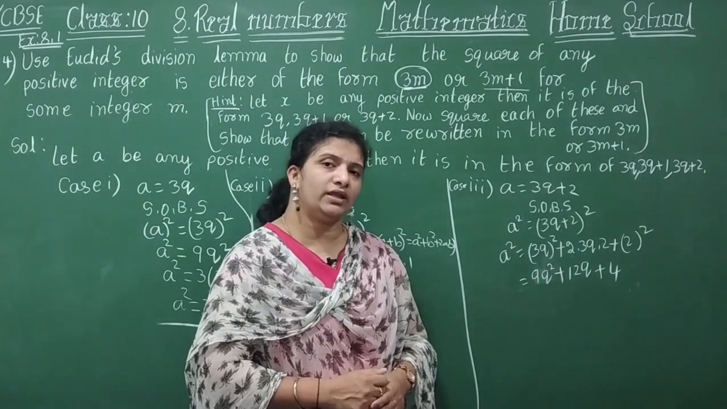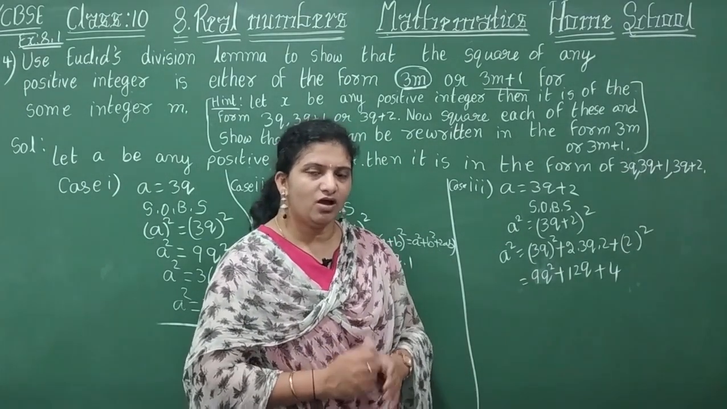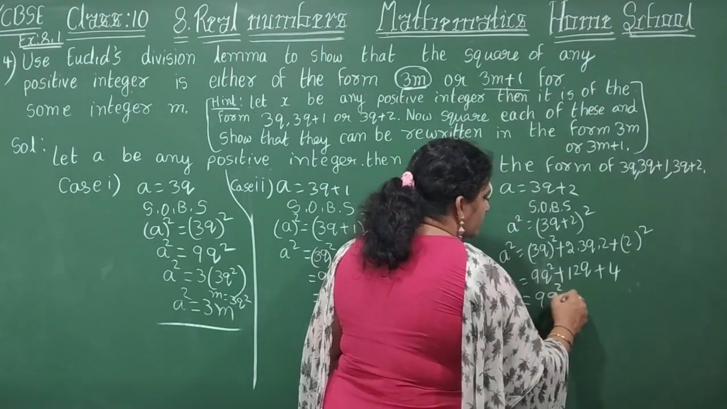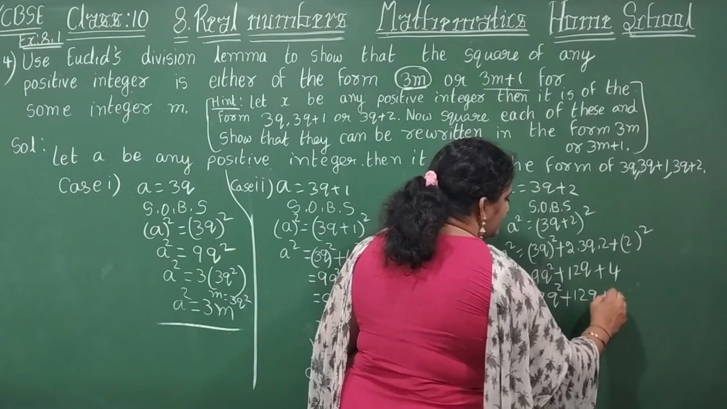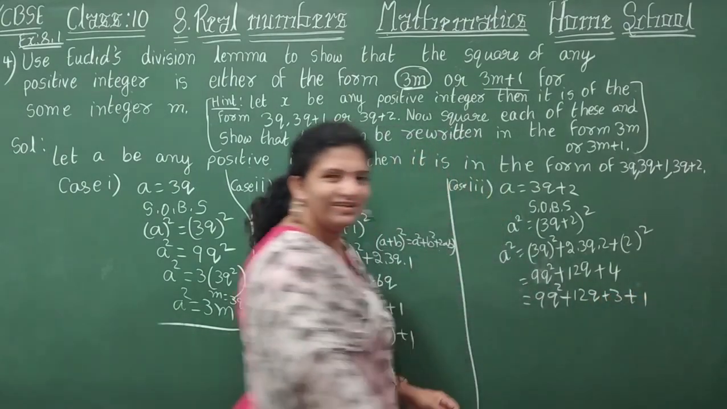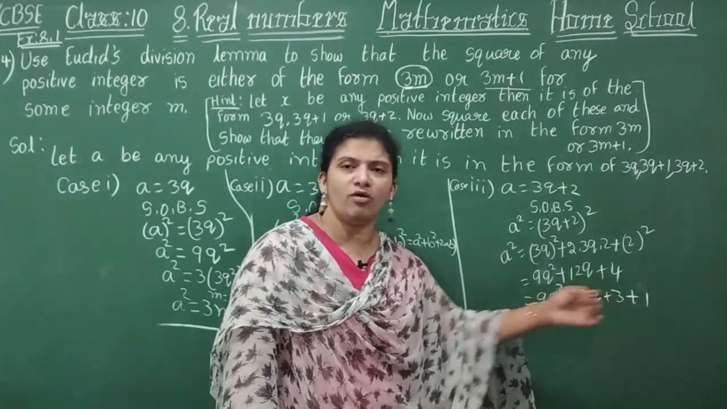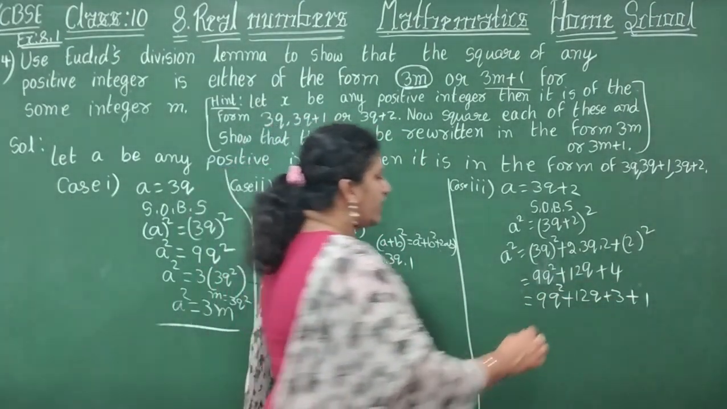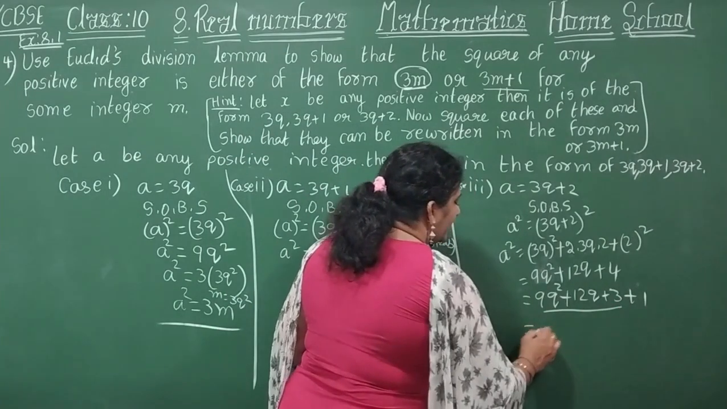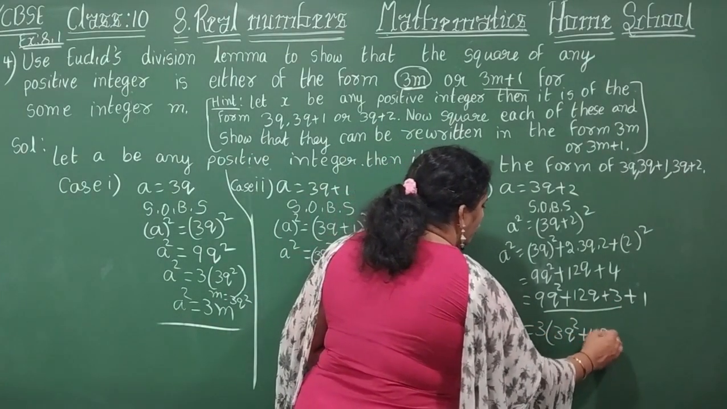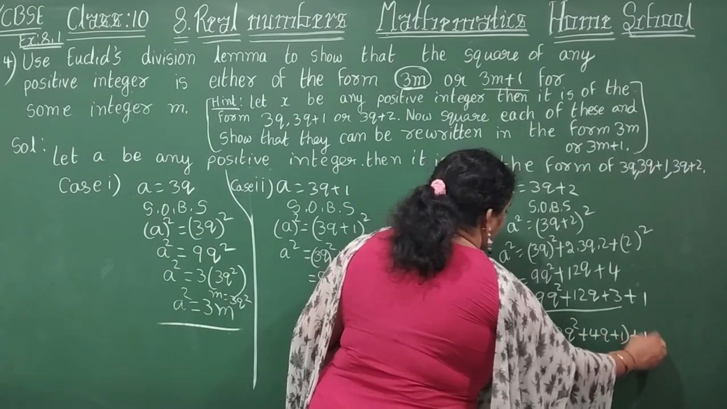4, how can you rewrite? Think here, children. 4 we can write in the form of 9q square plus 12q plus 3 plus 1. 3 plus 1 is 4, right? Split the 4 in the form of 3 plus 1. So now in these 3 take out common. 3q square plus 4q plus 1 plus 1.